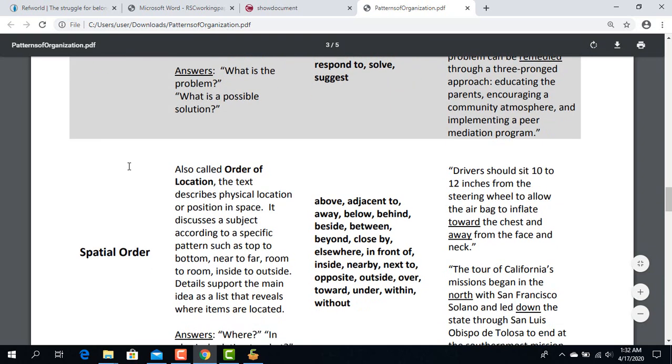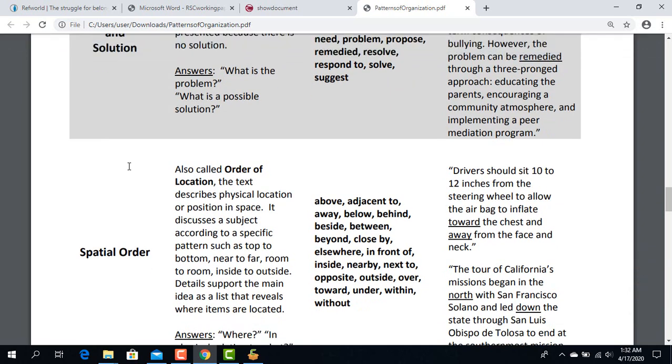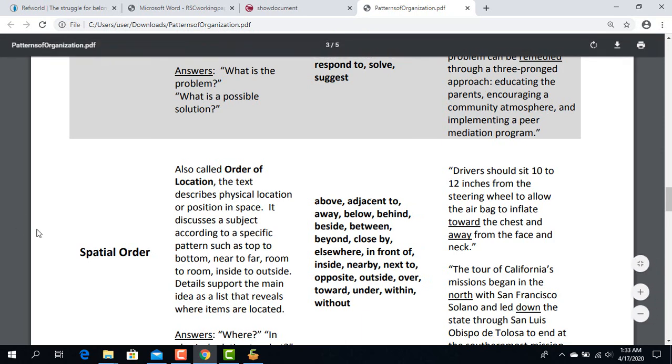Spatial order. What do you mean by spatial order? Spatial order, usually we use it when we're going to describe physical location or position in a certain space. What do we usually use? You can use beyond, in front of, inside, nearby, next to, opposite, outside, over, toward, under, within. So you're describing. Example.